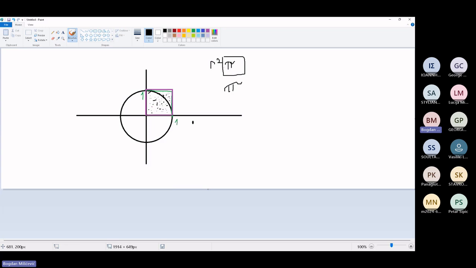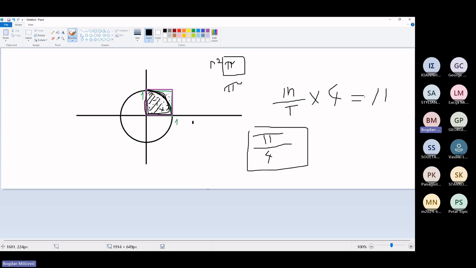What we should do is count the number of points that are inside, and divide that by the total number of points. We will actually get the portion of the circle's surface relative to the square, so we will get 1/4 of the circle's surface. If we have 1/4 of the circle's surface, then we are actually having pi over 4. If we multiply this by 4, then we are getting the pi value.